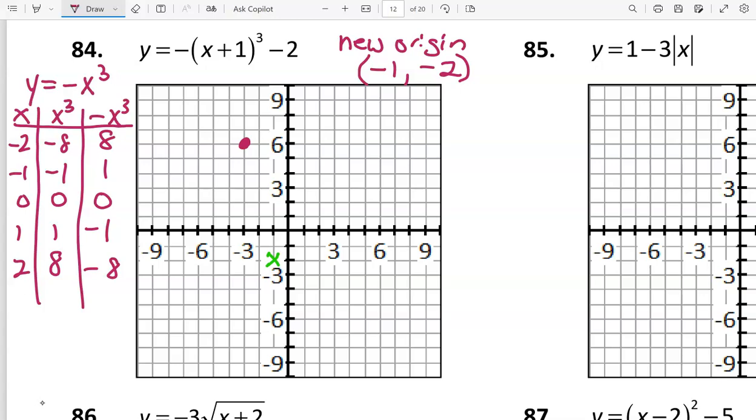1 to the left of the new origin and 1 up. 0, 0 is on the new origin. 1, -1 is 1 to the right of the new origin and 1 down. And 2, -8 is 2 to the right of the origin and 8 down. Now we get that cubic function shape.